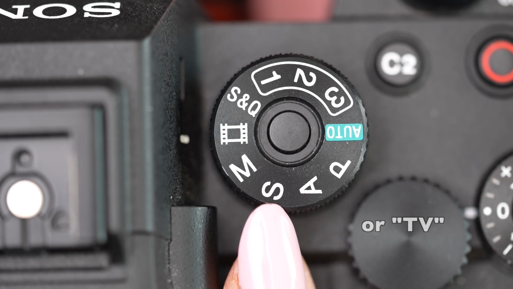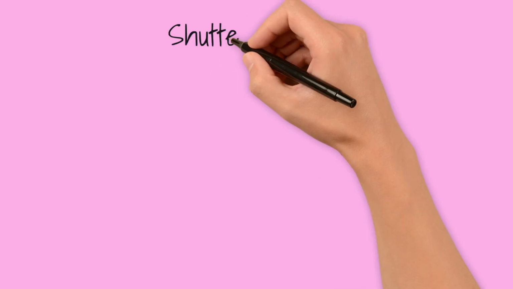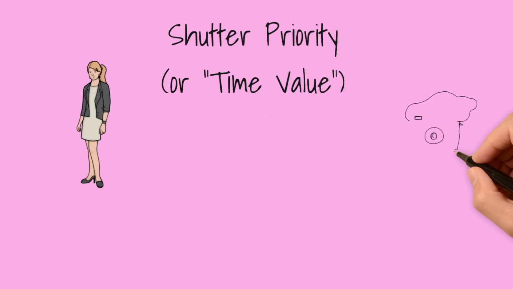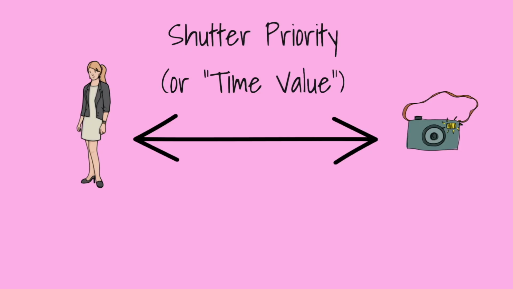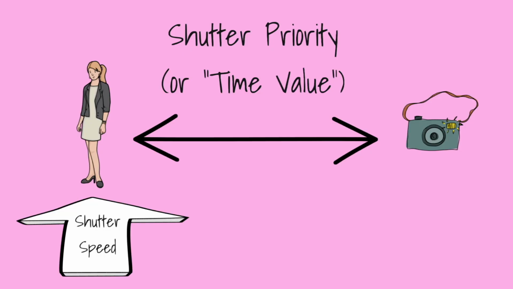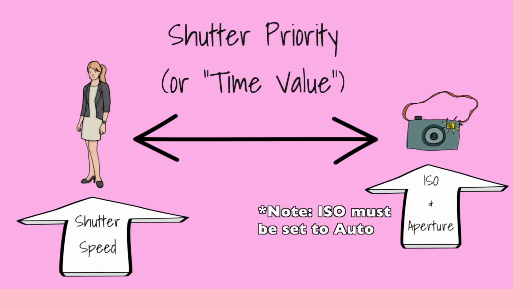The next letter is the letter S, and that stands for shutter priority. And what that means is you're going to tell your camera one thing. So you only want to control one part of your exposure, which is the shutter, or how quickly your shutter will open and close. And you want the camera to decide everything else. So you don't want to do too much thinking. You only want to think about one thing, and that's your shutter.